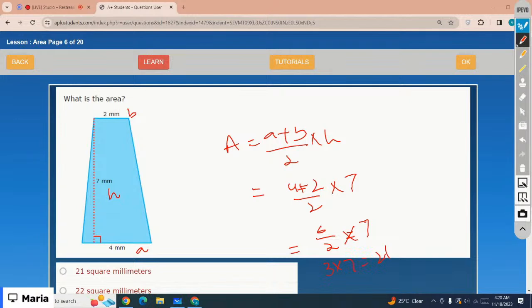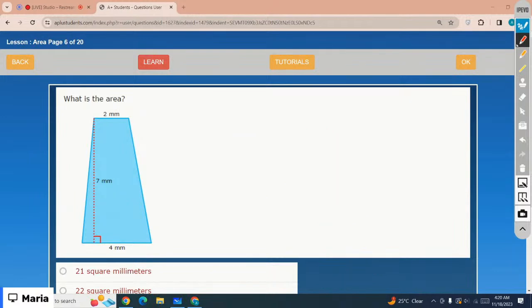That is a trapezoid, and the area of the trapezoid would be A equals (A plus B) divided by 2 times H. You can note down the formula for the area of a trapezoid, right? So the correct option is 21 square millimeters. Option 1 is the correct option.